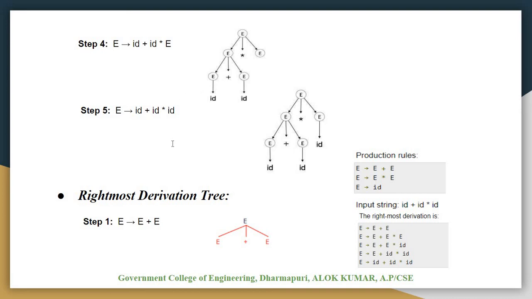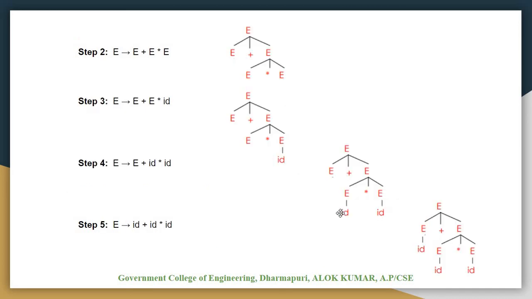In the same manner, now we will see the rightmost derivation tree. Suppose we have the same production rules and the input string id plus id into id. In the first step, we take the first production rule in this manner: E is generating E plus E. Like this we have taken it, and we have made the parse tree for this one production rule. After that, this previous E we have replaced with E into E, and we have made this as the parse tree.